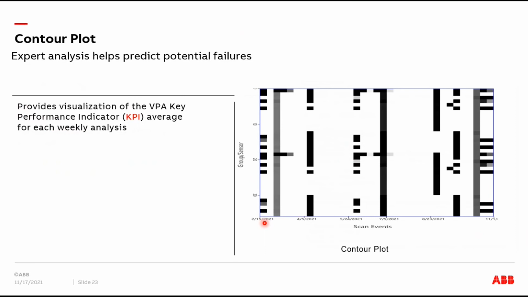This is the contour plot. The contour plot figure provides a visualization of the VPA KPI average for each weekly analysis over the scan report date range. The x-axis designates the time period, with the start date on the left and the end date on the right side. A dark patch indicates a problem area where the KPI is close to 100, and a lighter to white patch indicates a sensor that is very close to or meeting the VPA limit, which is like a KPI close to 0. Each horizontal sequence of patches represents a particular sensor group KPI over the scan report time period.